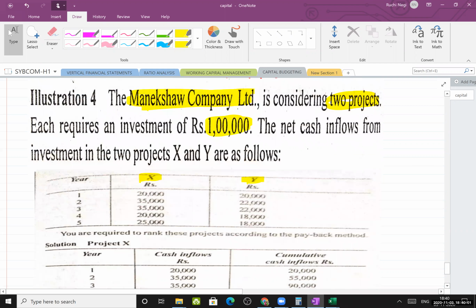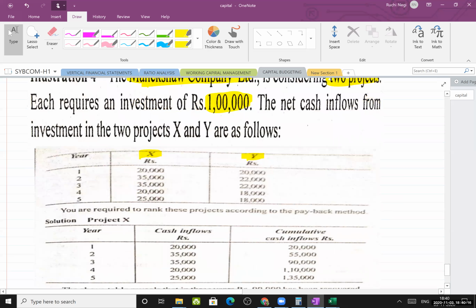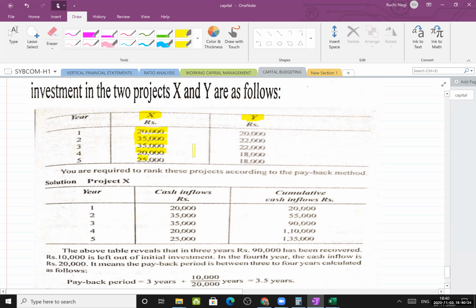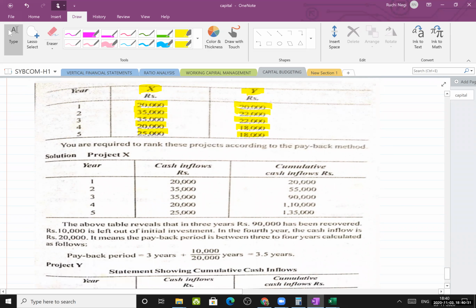equal. अगर एक में 20 लाख का investment होगा, एक में 30 लाख का होगा, तो there is no comparison, right? अगर आपको दो projects का comparison करना है, तो दोनों का investment value same होना चाहिए. The net cash inflow from investments is given to you. Third year, fourth, ये देखो, uneven है. इधर भी uneven है. Don't think that 20, 35, 35 is the same. No, it should be the same in all the years to be even.